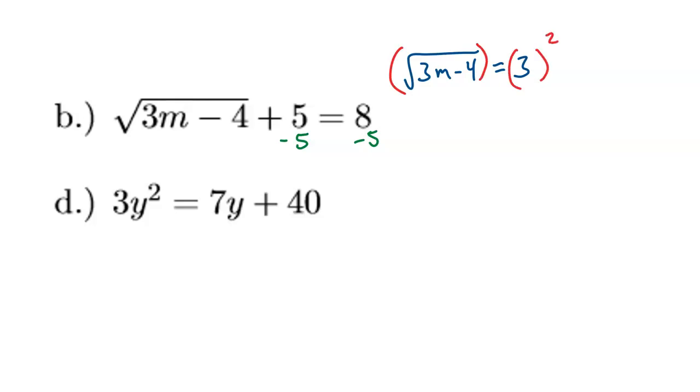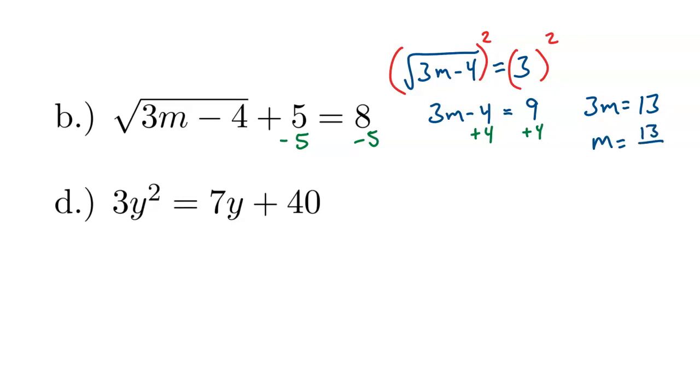of the equation. So this is a balanced thing I can do to both sides of the equation. It cancels out the square root and gives me 3m minus 4 on the left-hand side and 9 on the right-hand side, 3 squared. I can then add 4 to both sides to get 3m equals 13. And dividing by 3, I get m equals 13 over 3.